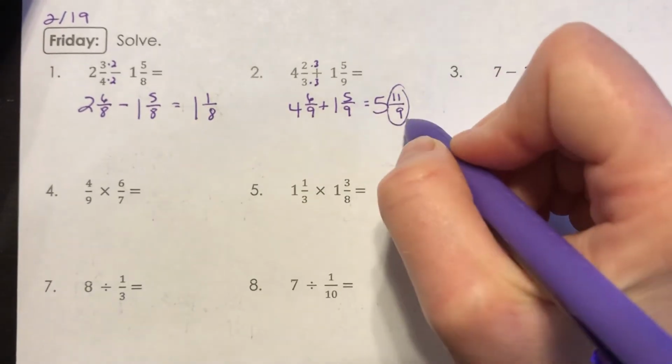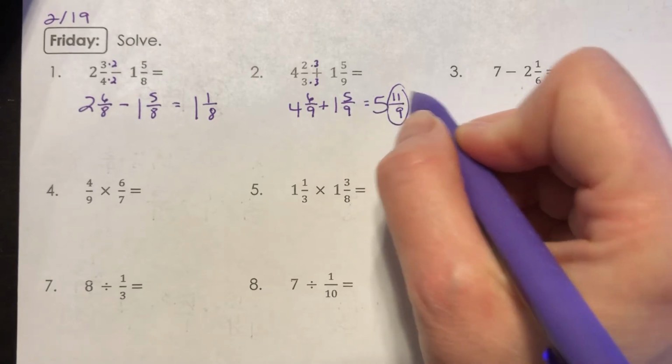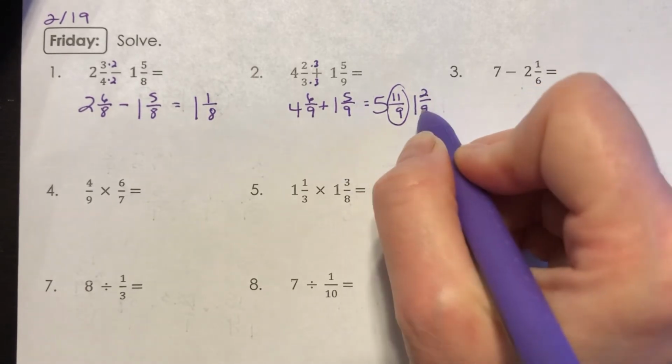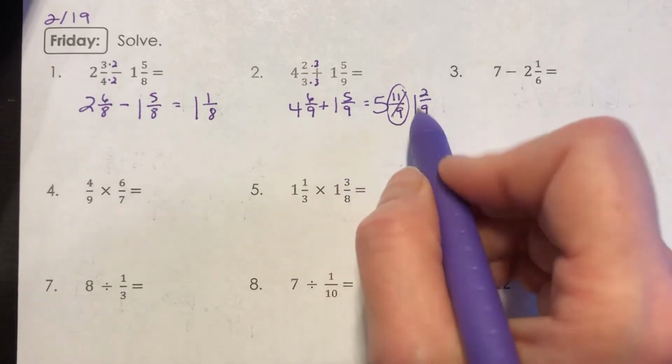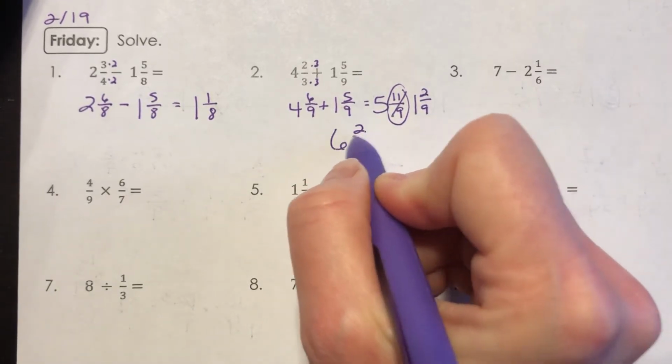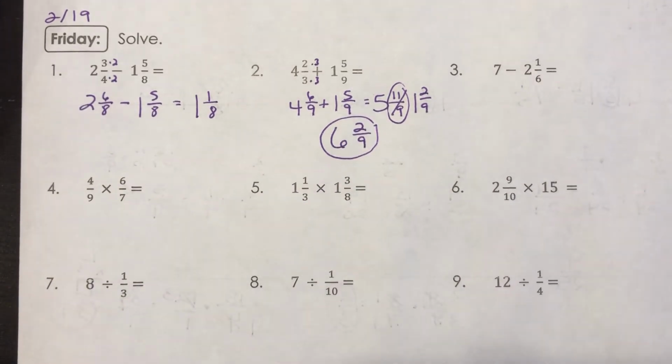So 11/9 is actually 1, right? 9 times 1 is 9, plus 2 is 11/9. So instead of 11/9, I'm going to use 1 and 2/9. So 5 plus 1 and 2/9 gives me 6 and 2/9. So 6 and 2/9 should be your final answer for number 2.